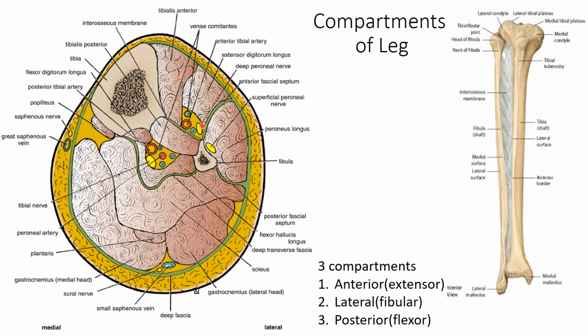And these compartments of the leg also follow the one compartment, one nerve principle, as shown here. The nerve of the anterior or extensor compartment is the deep peroneal nerve. The nerve of the peroneal compartment is the superficial peroneal nerve, and the nerve of the posterior compartment.